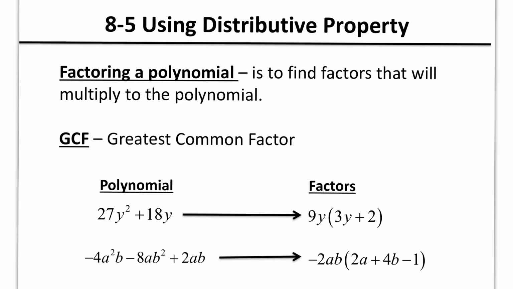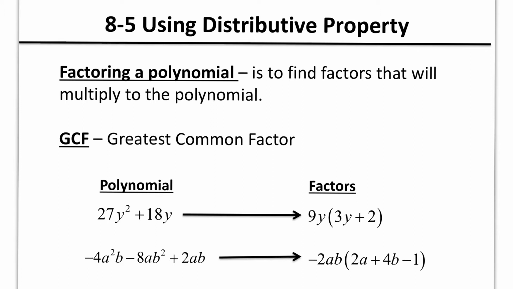Hey, what's up guys? This video is for section 8.5, which is using distributive property, but we are actually going to do the opposite of distributive property, or you can say we are going to undo this property. When we undo the distributive property, it is called factoring a polynomial. So let's look at that definition first of all. Factoring a polynomial is to find the factors that will multiply to the polynomial. So when you have any polynomial, you need to find the factors that will multiply to get that polynomial.